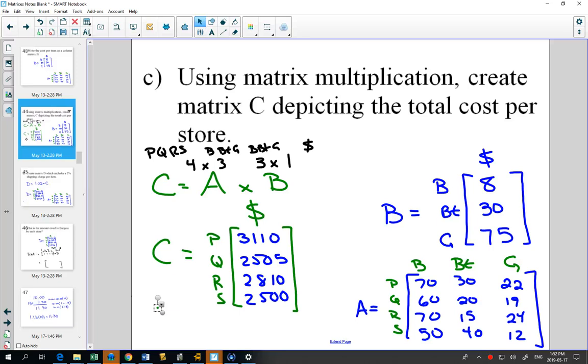So it's very important that not only do those middle numbers match up, but they match up and mean the same thing. But then the powerful thing is you can get answers, and you know what those answers mean by your outside values. So as soon as we multiplied it, we got P, Q, R, S, and how much they owed. All in one matrix together. And the balls, bats, and gloves disappeared.